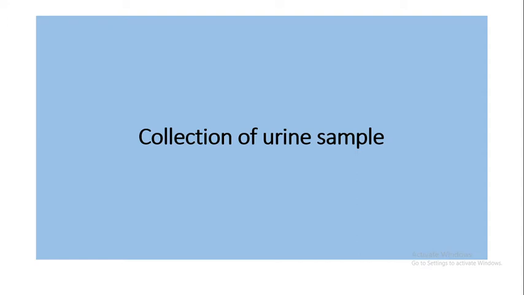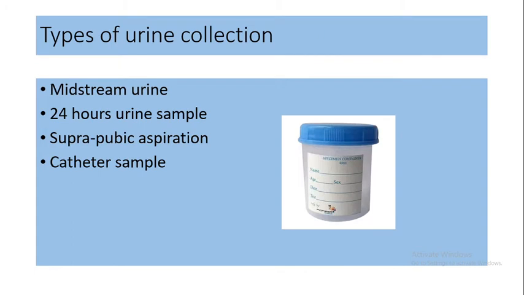So here, as you can see in the picture, there is a container. This is a universal specimen container, which is also used for the collection of urine sample. So, if you are collecting a midstream urine sample, this container should be used. However, if you are collecting a 24 hours urine sample, definitely the volume of urine is going to be higher. So, in that case, bigger bottles should be used. The bottles can be provided by the laboratory to the patient.